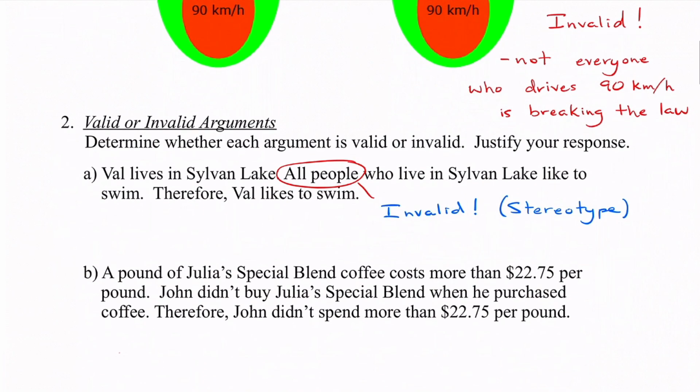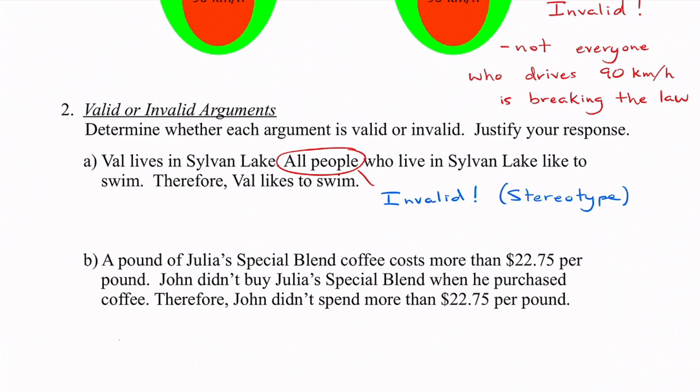Looking at part B, it says a pound of Julia's Special Blend coffee costs more than $22.75 per pound. John didn't buy Julia's Special Blend when he purchased coffee. Therefore, John didn't spend more than $22.75. Again, you can pause the video, read through it, see if you find anything that doesn't seem reasonable, and then explain why.